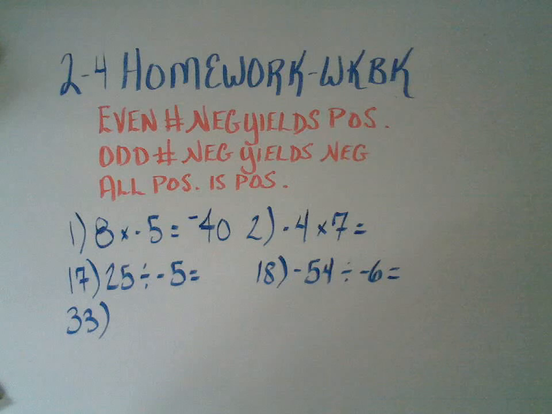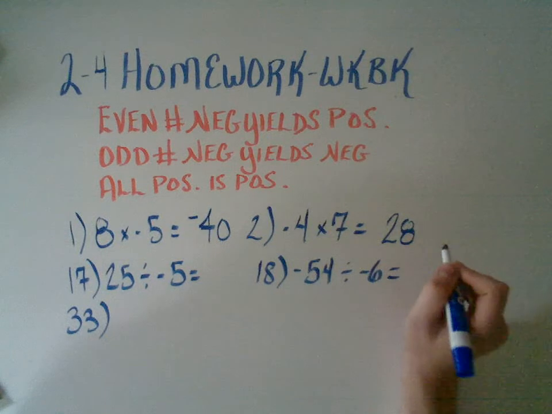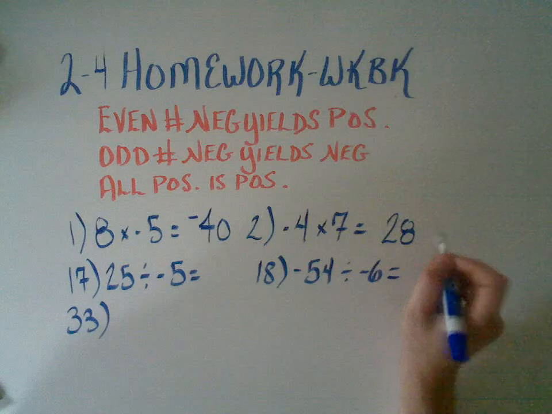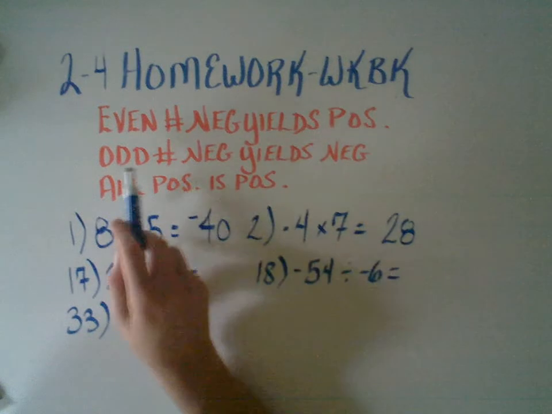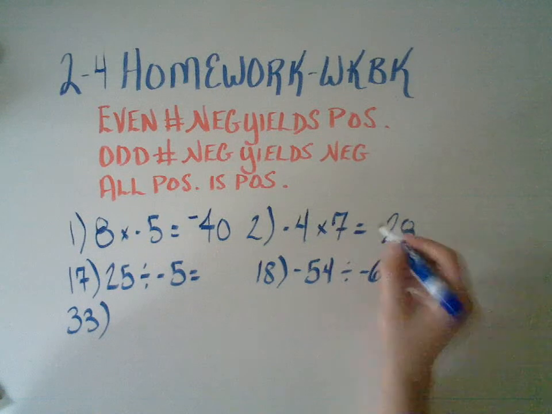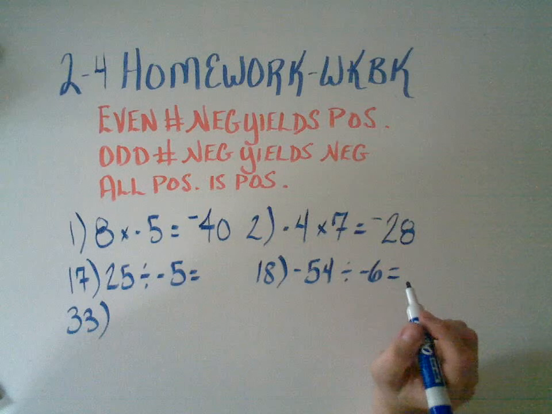In number 2, where we've got negative 4 times 7, again, the 4 times 7 part we know, that's going to be 28. The question is, what is the sign? Well, again, we have one negative number, and 1 is an odd number. When we have an odd number of negatives, the result is also negative. So that's going to be negative 28.